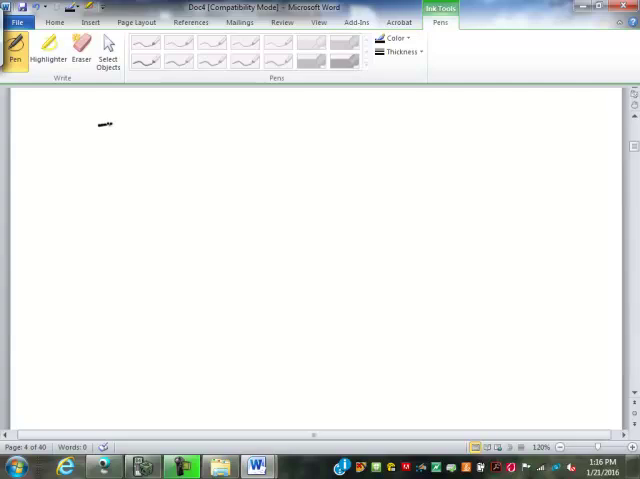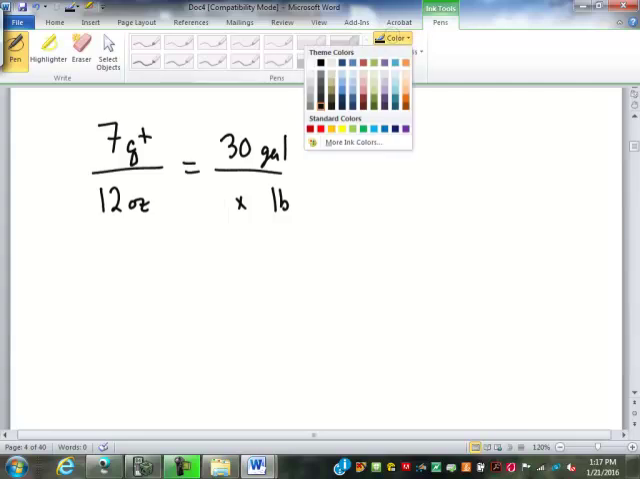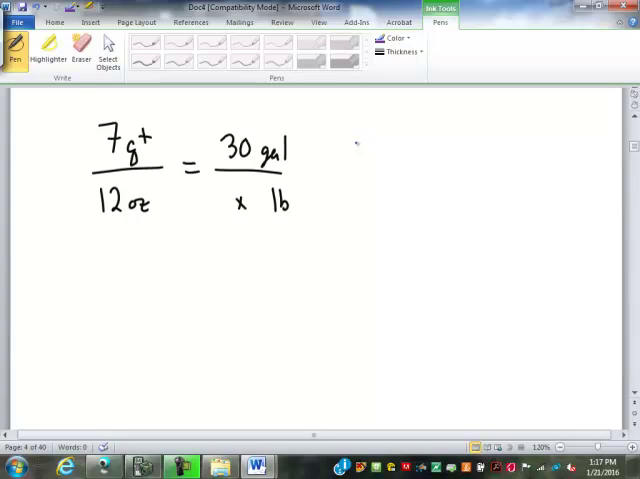Now I want to look at something like this. Let's say 7 quarts contains 12 ounces of material. I want to know how many pounds would be required for 30 gallons. How many pounds required for 30 gallons of material? 7 quarts contains 12 ounces. 30 gallons would contain how many pounds?